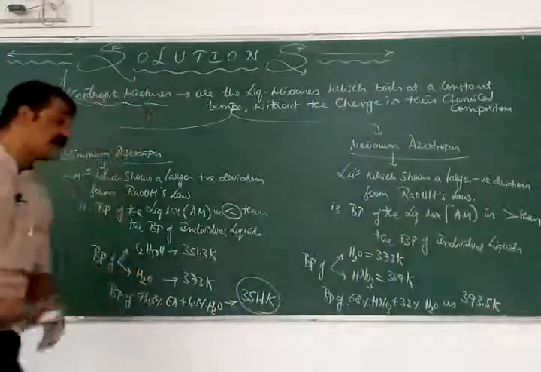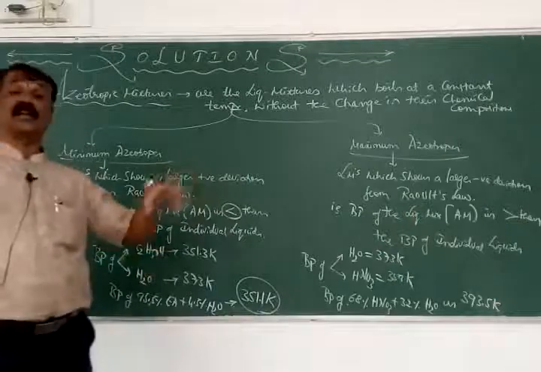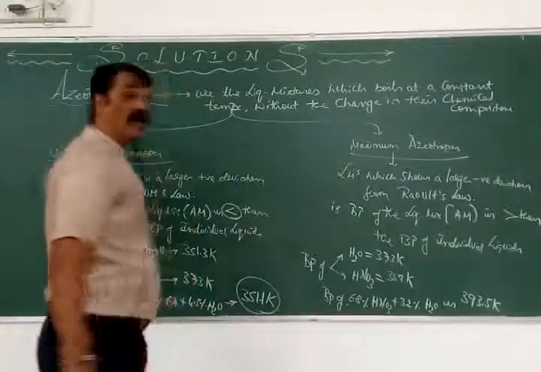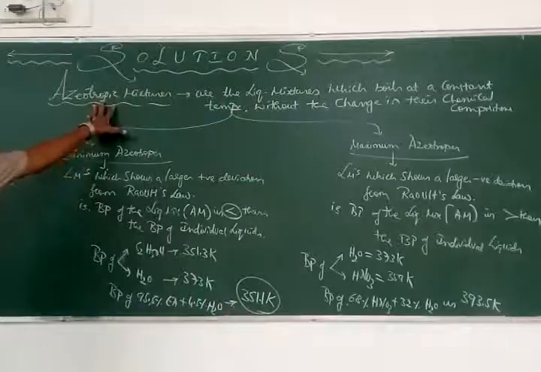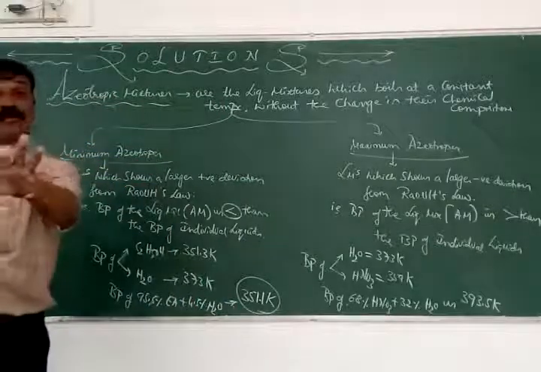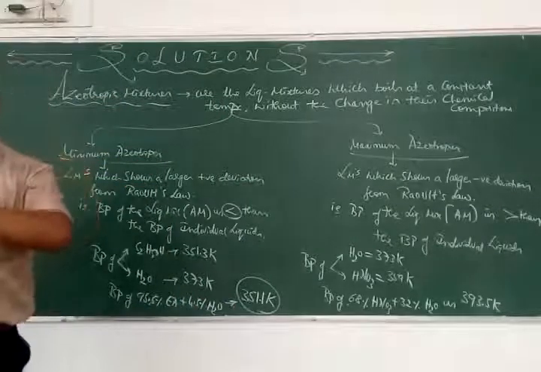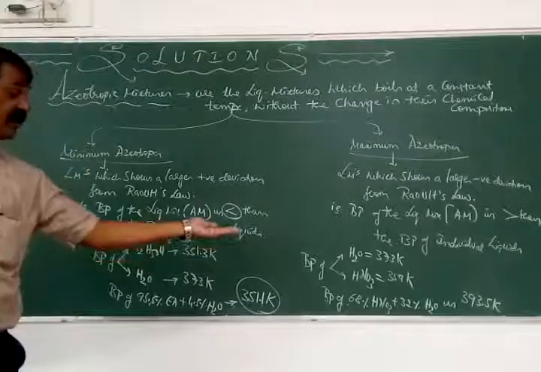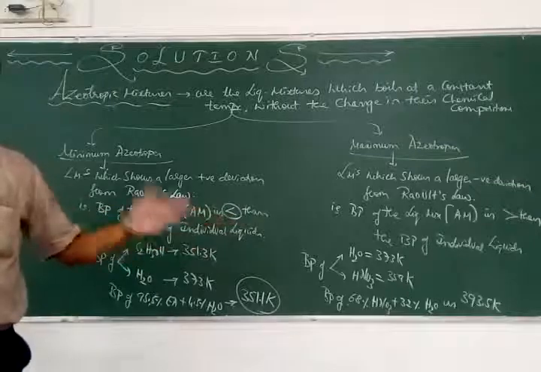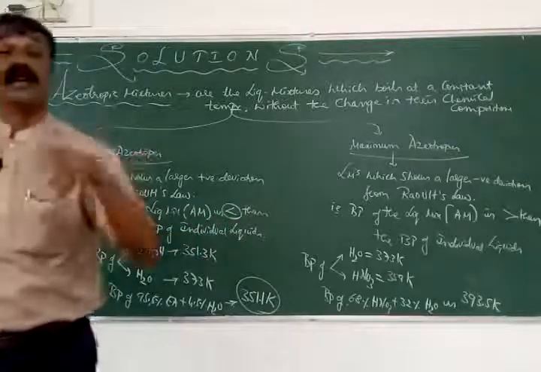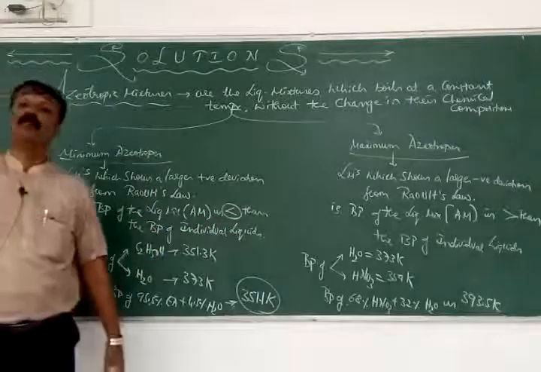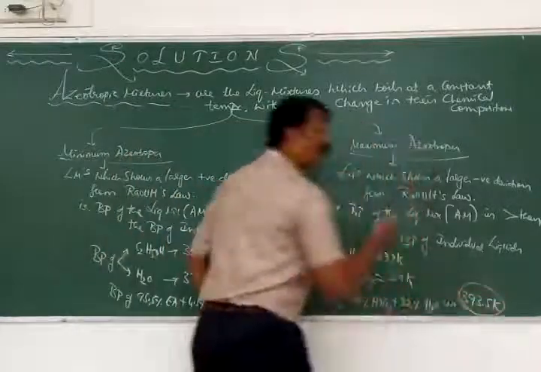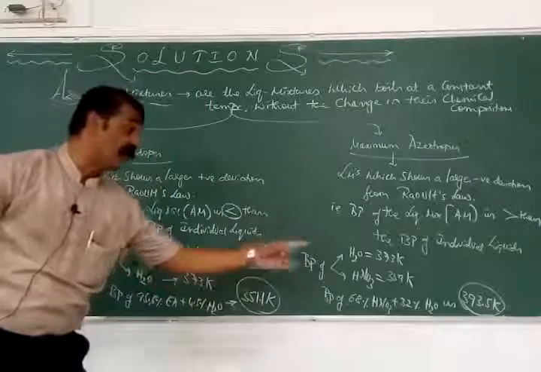So here what is 68% of nitric acid and 32% of water means? It is called, first, what mixture? Azeotropic mixture. What is an azeotropic mixture? The liquid mixture which boils at a constant temperature without the change in the chemical composition. Means if I distill 68% of nitric acid and 32% of water, again I am getting the same 68% of nitric acid and 32% of water, and that temperature is going to be 393.5. But what is that 393.5?